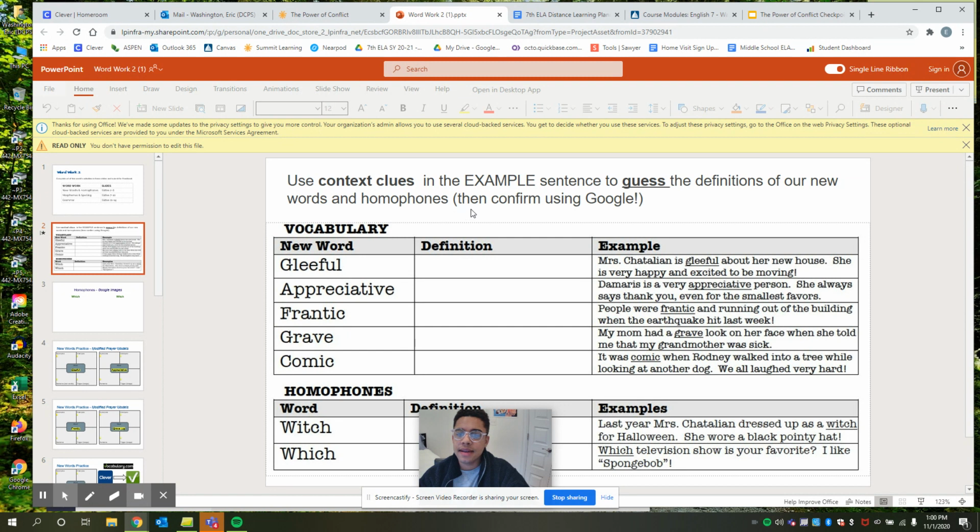The second slide is dealing with vocabulary, so new words and homophones. So you'll look at the vocabulary word, for instance, gleeful. Then you'll read the sentence. Mrs. Tatalian is gleeful about her new house. She is very happy and excited to be moving. And then based on this sentence, you will write your guess at a definition.